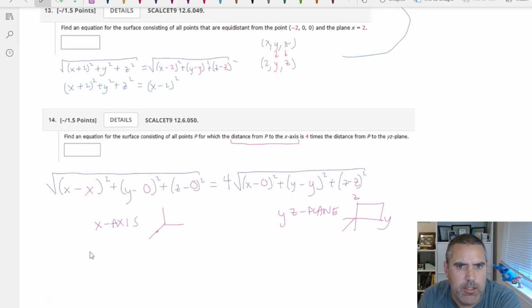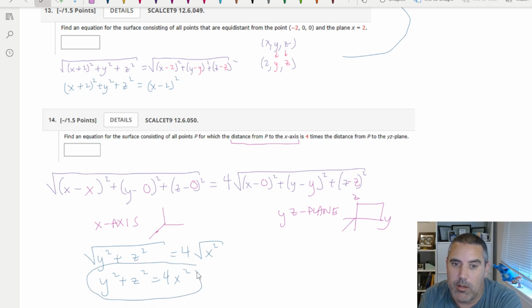When we're all done, this first one is going to be the square root of y squared plus z squared. The second one is going to be 4 times the square root of x squared, which is the absolute value of x, or you can leave it like this. You square both sides: y squared plus z squared equals 16x squared. In this case, all three things are squared, so it's not a paraboloid. If you play the traces game, when x is a constant, you get a circle. When the other two are constants, you get a hyperbola. This is a circular hyperboloid, but we don't call it that.